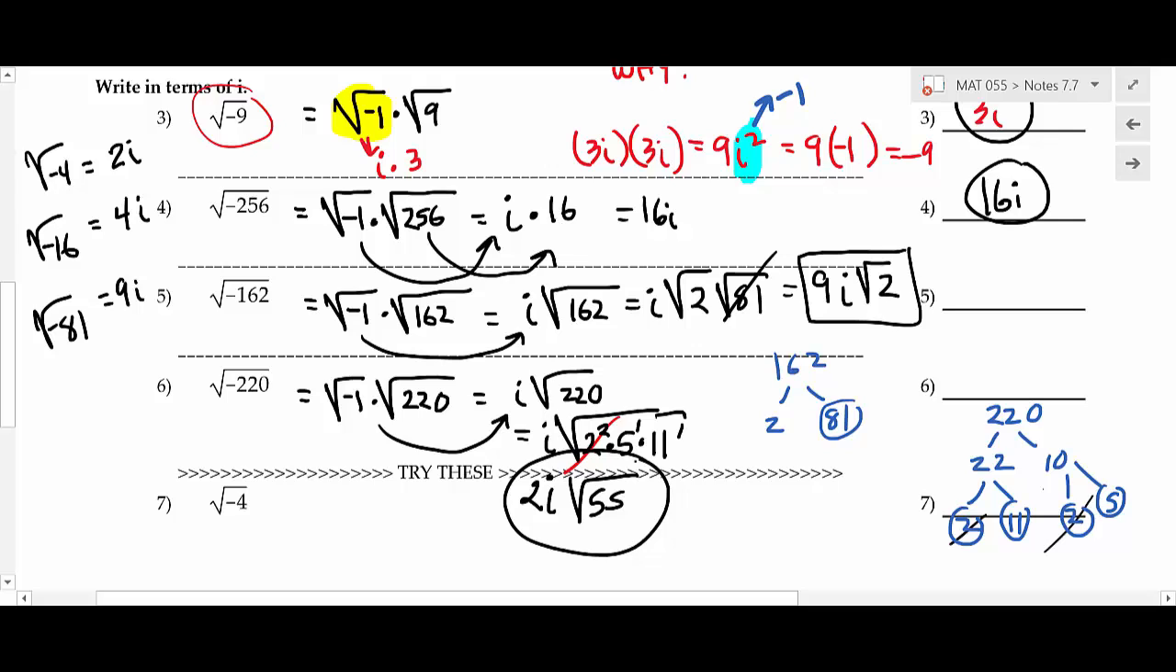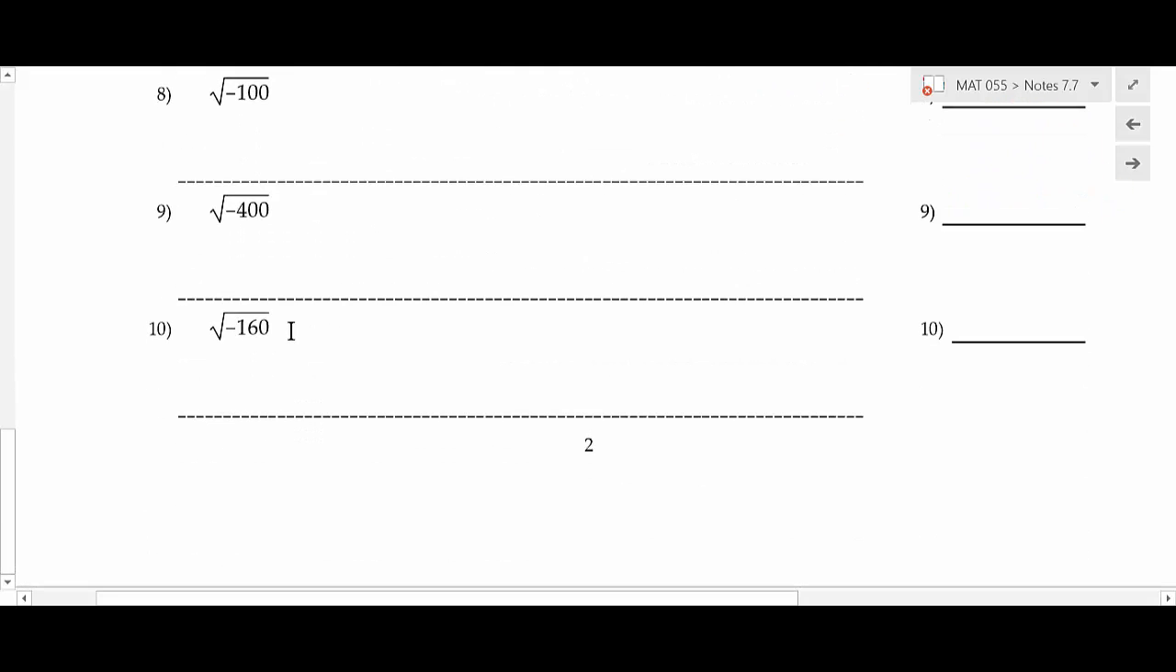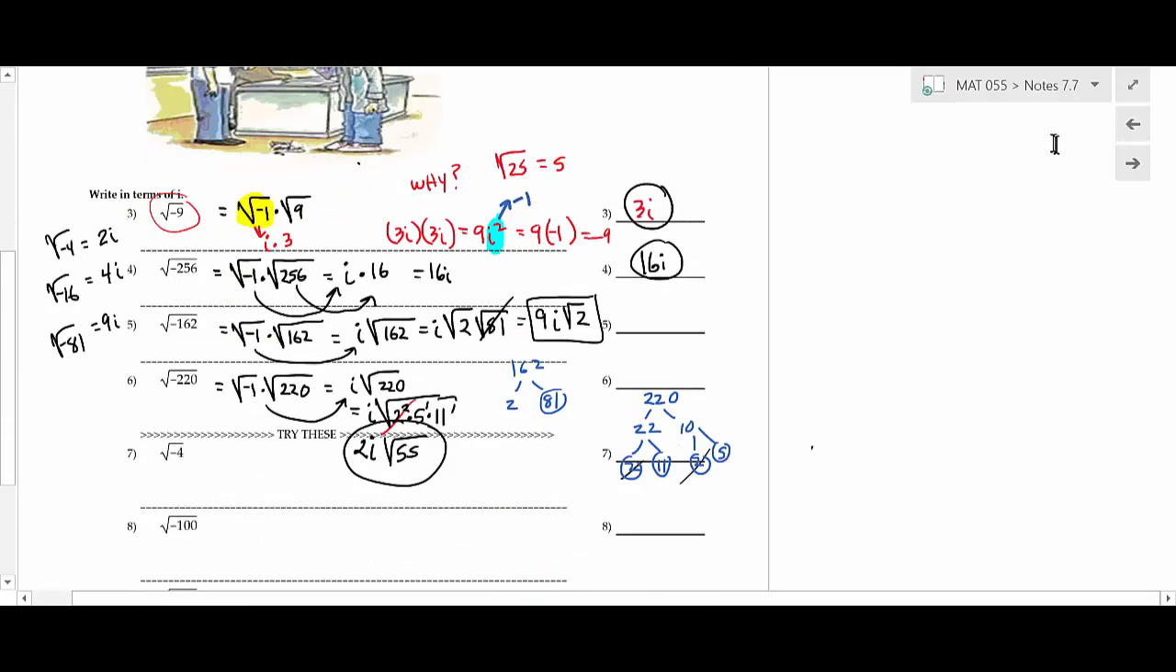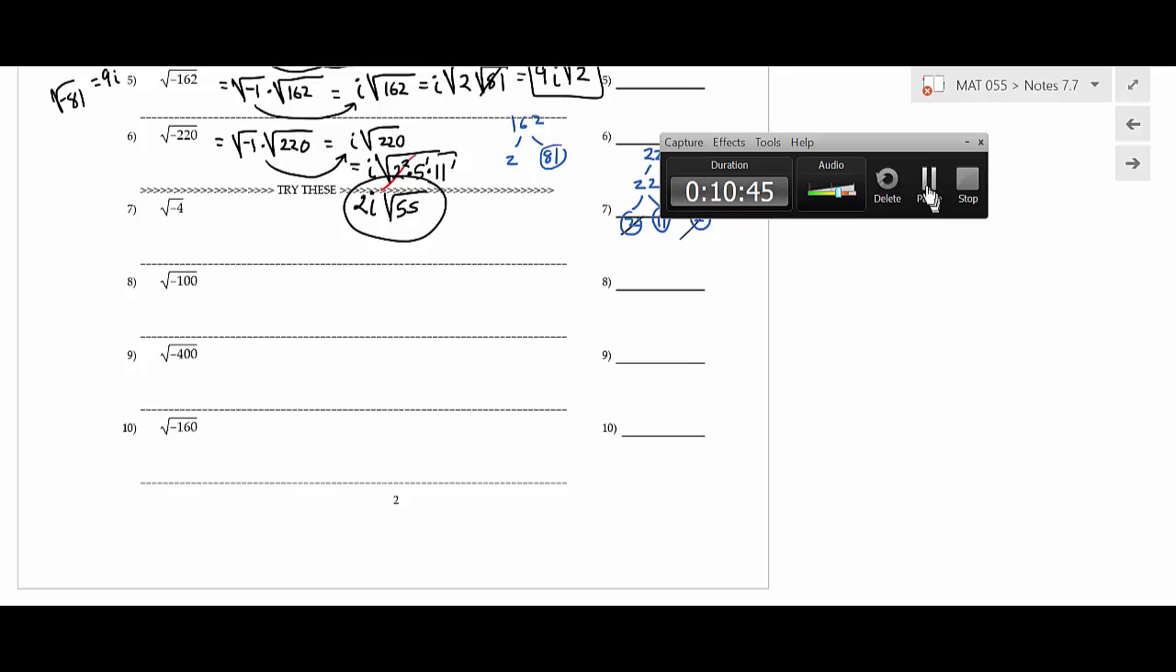The only thing that's different about this is the i part, not the breaking up of the radicals. That's something we've been working on a little bit recently. Okay, so I'm going to have you do the next 5 problems. Let's go ahead and take a little bit of time to do that.